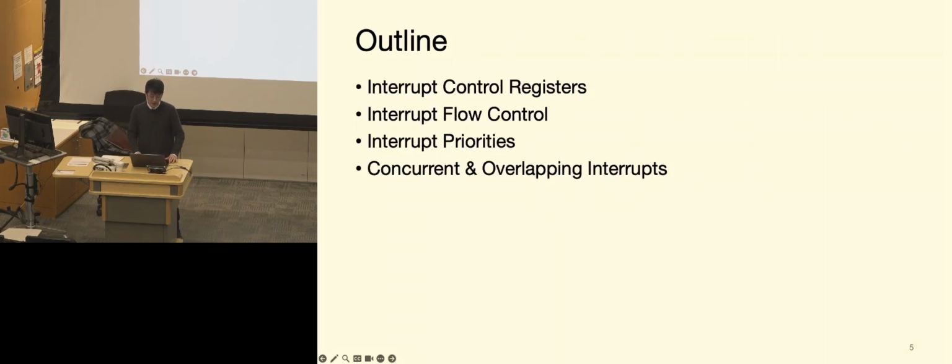So a little outline of the lecture. We're going to talk about the interrupt control registers and then the interrupt flow control as a diagram. And then we're going to go into priorities to see how we deal with multiple interrupts with different urgency, so to speak. As well, we're going to look at overlapping interrupts, which is like the beginning of the question: what if they happen at different times, different cycles? How do we make sure they're pipelined, or executed in the correct order?